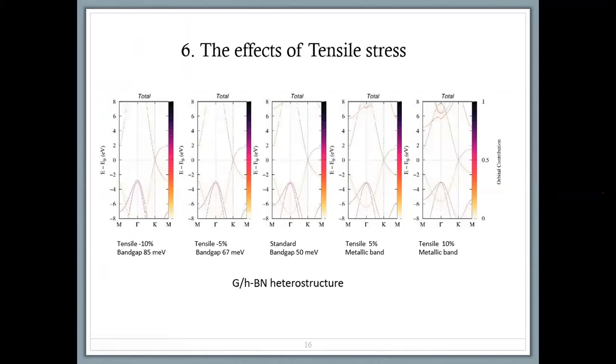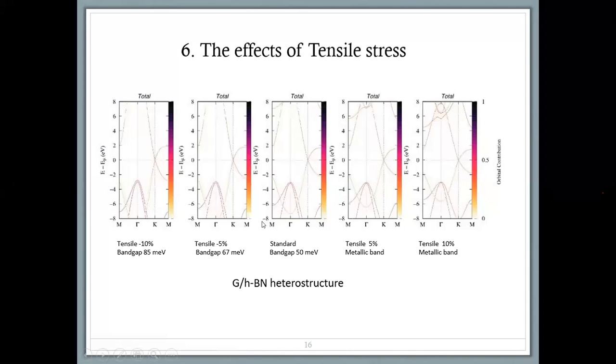Another result I would like to show you is about the effects of tensile stress. This figure shows the result for the graphene on boron nitride heterostructure with the tensile effect applied. We found that the band gap of this system is changed. So ordinarily, graphene on boron nitride has a band gap of about 50 milli-electron volt.